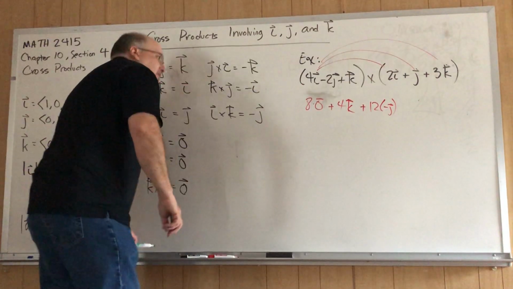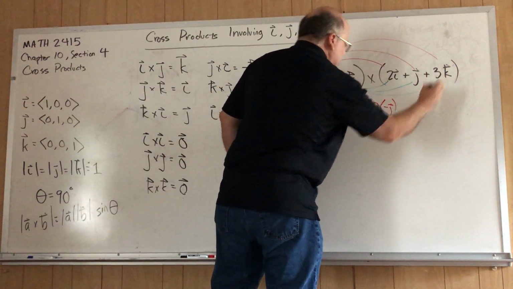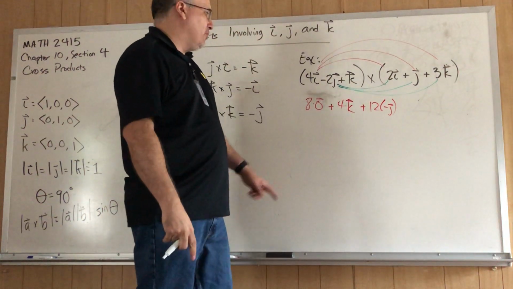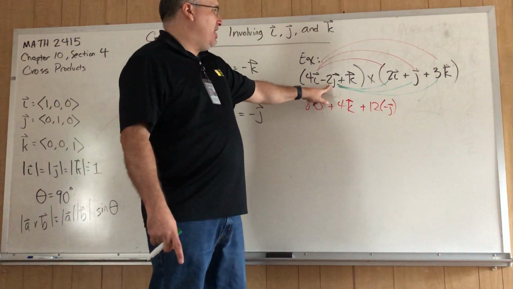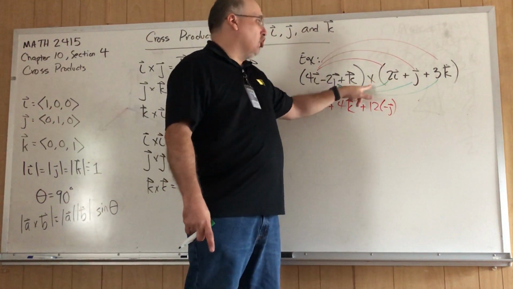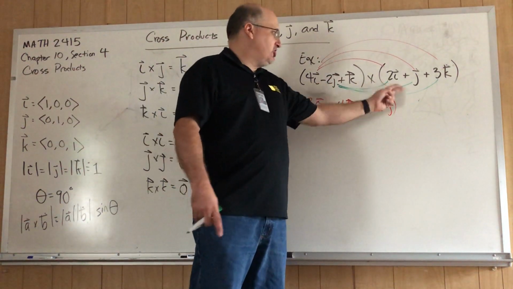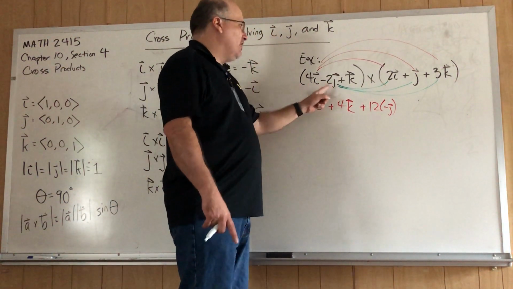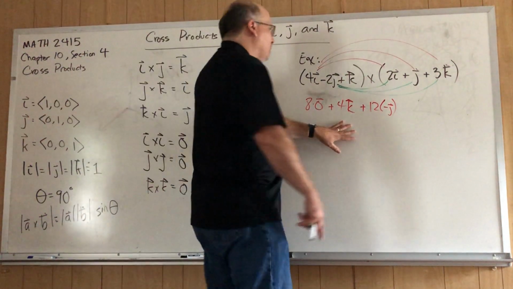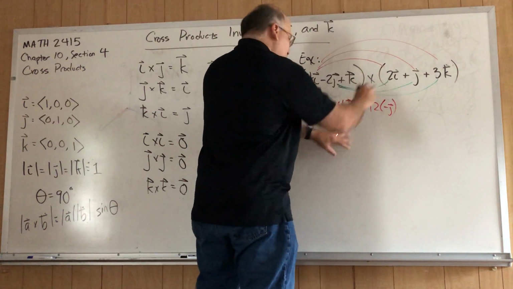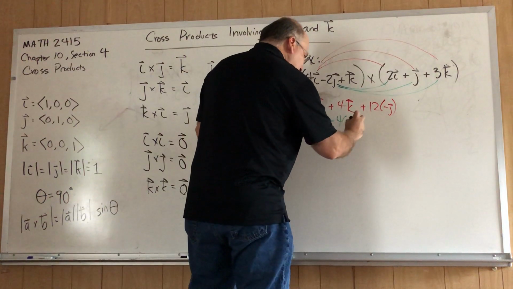And then we can do the same thing for the next term. We can distribute the negative 2j. But this time, as I distribute it, I'm going to figure out whether it's I, j, k, or the zero vector. Negative 2j cross 2i. First off, j cross I is negative k, so it's going to be a k vector. Negative 2 times 2 is negative 4. J cross I is negative k.